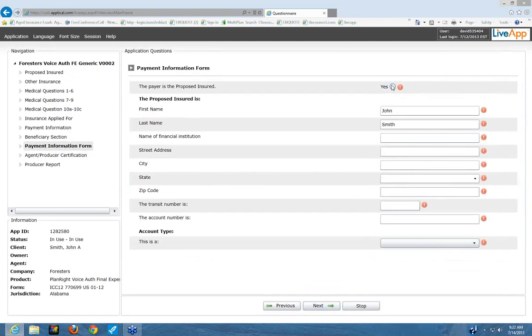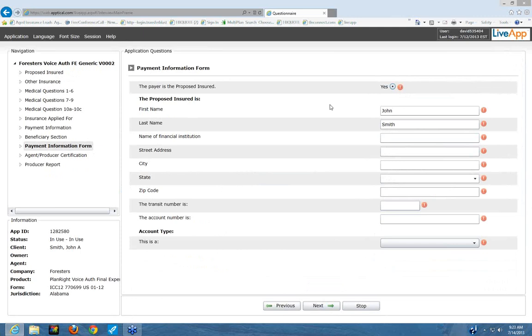Is the payer the proposed insured? The answer has got to be yes, doing voice authorization with Foresters. So the insured has to be the payor. Folks, find that out, because if he says, no, I'm going to have my son pay for it, well, are you on the check or checking account with your son?